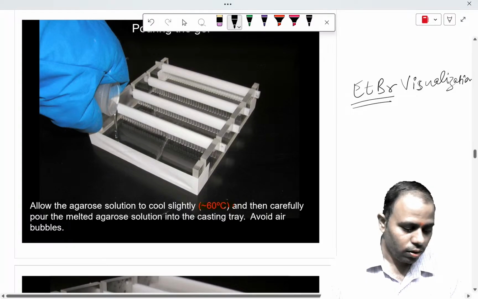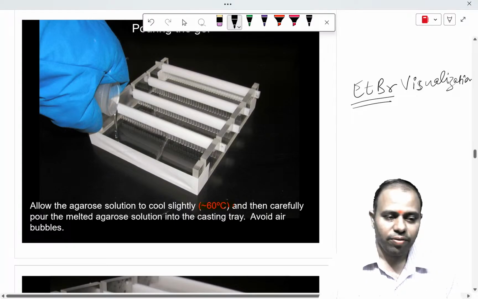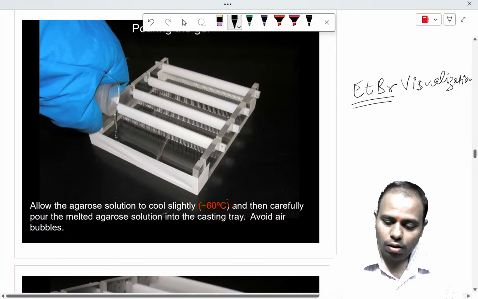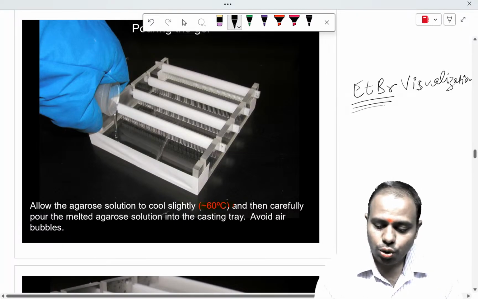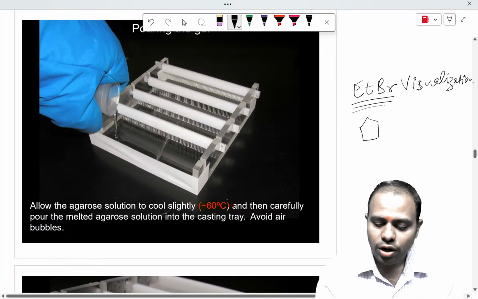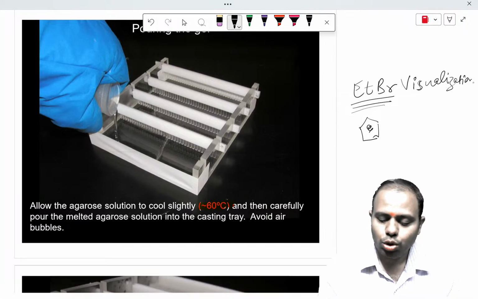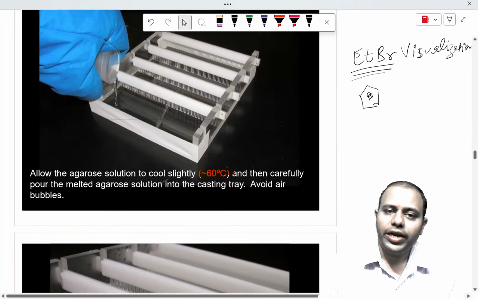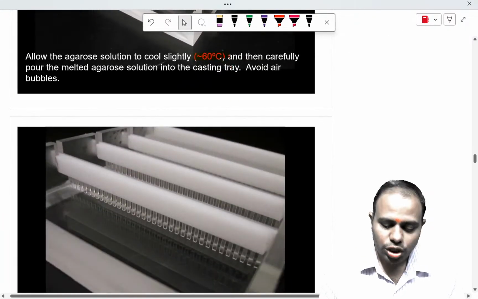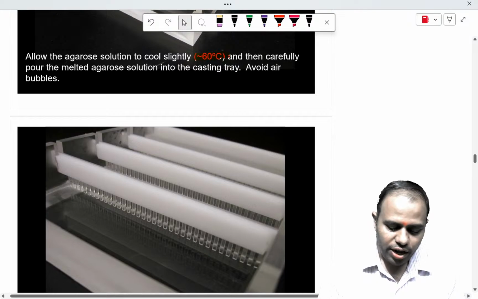It is made up of ethidium bromide. So what does this dye do? This dye enters into the bases of the DNA and intercalates between them. When it intercalates, and this DNA gel is exposed to the UV, then what happens? It visualizes and shows orange color fluorescence.